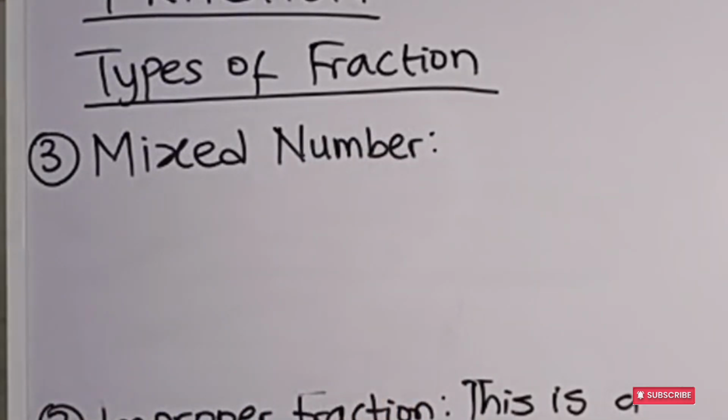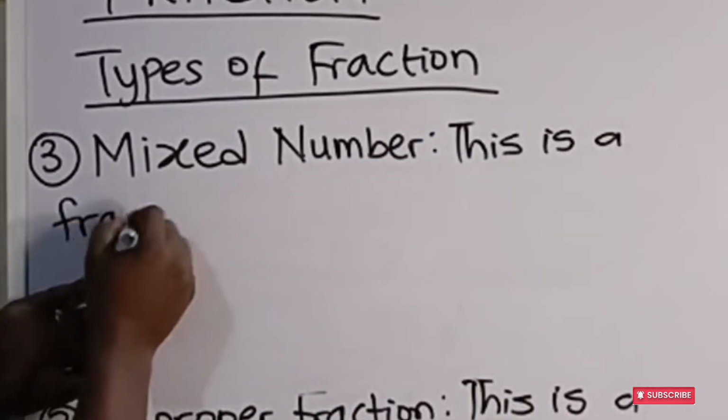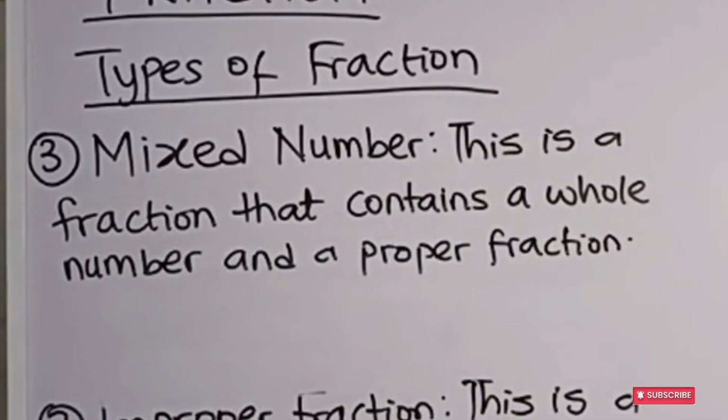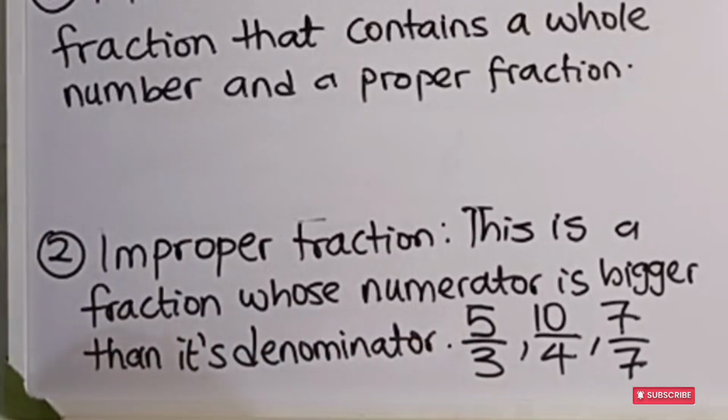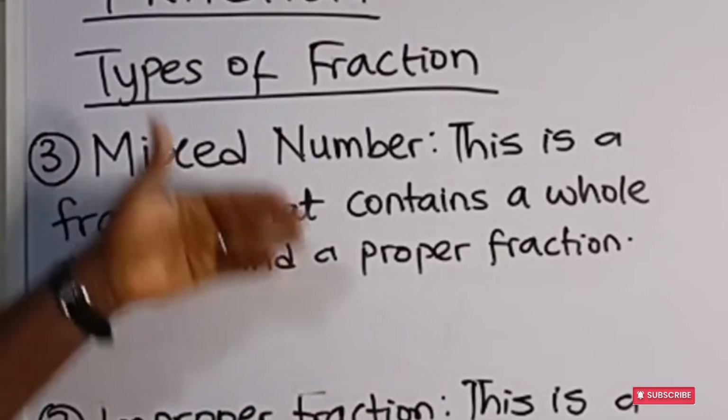Mixed numbers. Some countries call it mixed fraction. What's a mixed number? A mixed number is a fraction that contains a whole number and a proper fraction. Okay. So how do we get mixed numbers? As I said earlier, when you have an improper fraction, you can take out the excess load from the numerator so that the denominator will become comfortable. So that process converts an improper fraction to a mixed number.